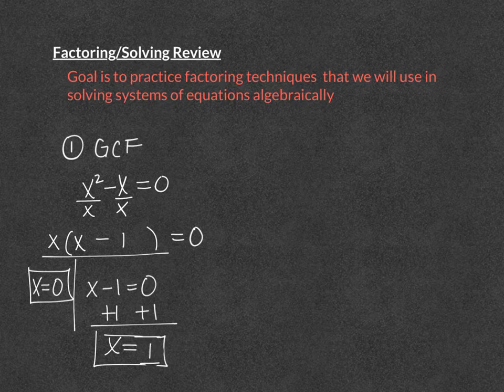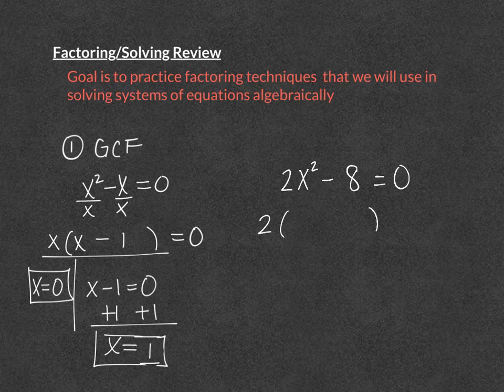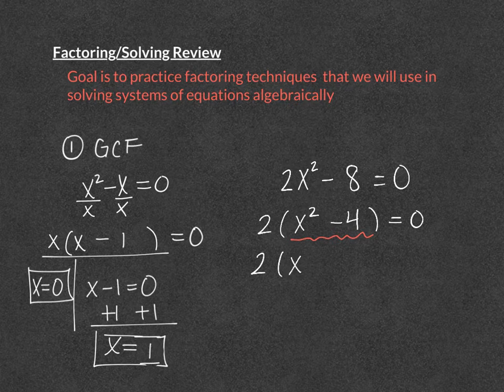Another example that we could have is 2x squared minus 8 equals 0, and we'd take out a GCF of 2, divide each piece by 2, we'd be left with x squared minus 4. Now this is a GCF problem, but I kind of made it a little bit tricky where I included a GCF and a difference of squares problem. So if you notice in here, this is a difference of two perfect squares. So we'll have a 2 out front, and then an x plus 2 and an x minus 2.